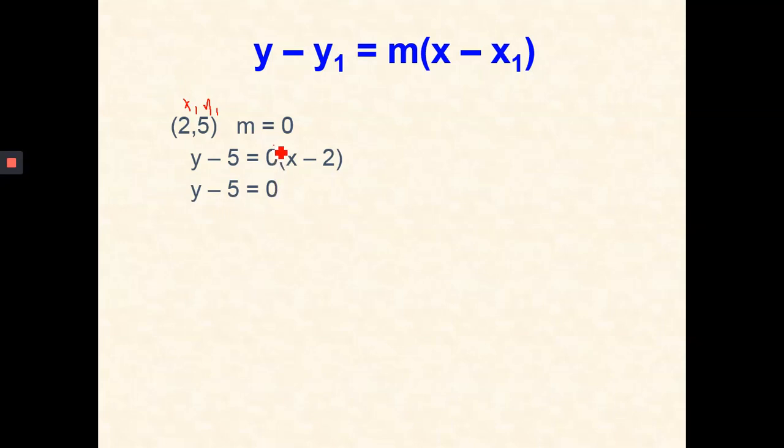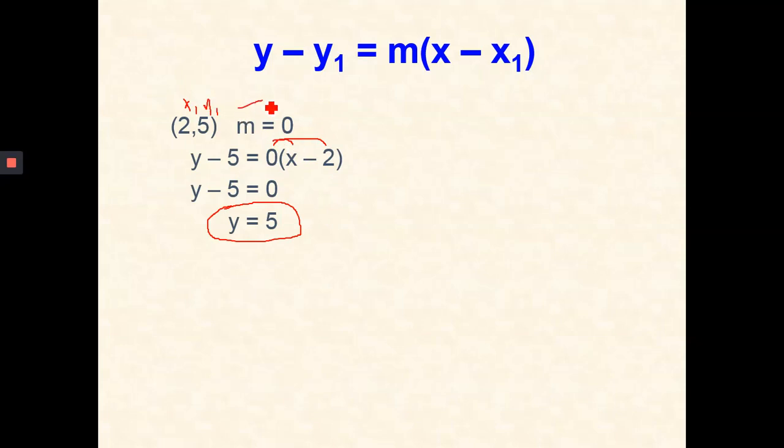Why? Because 0 times x, that is 0. 0 times negative 2, that is still 0. So, to get rid of negative 5, we need to get the opposite of it. That is positive 5 on both sides. Therefore, the final answer is y equals 5. That is now the equation of the line. Y equals 5. Okay.